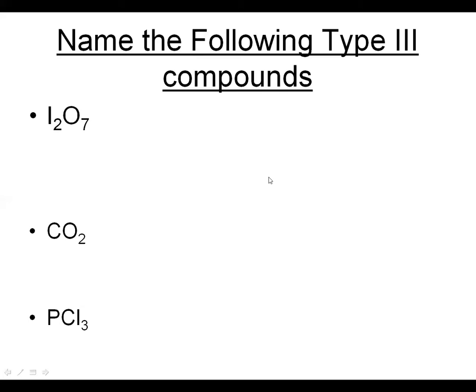Okay, so let's take a look at these. First thing, when you see something like this, you want to look at it and you see I, which is a non-metal. We see O, which is a non-metal. So really, in this case, all you have to do is essentially pick the right prefixes and then put them together. So we have two.